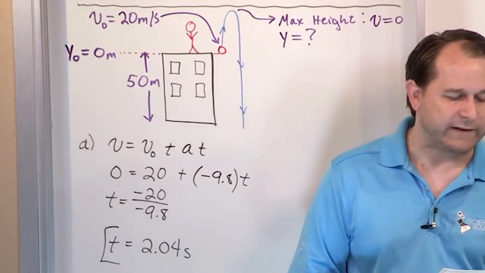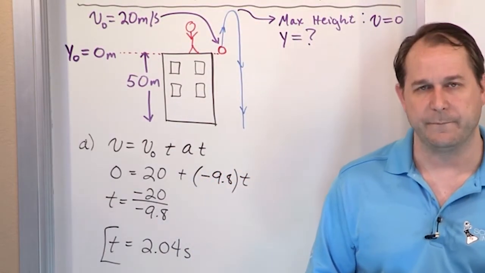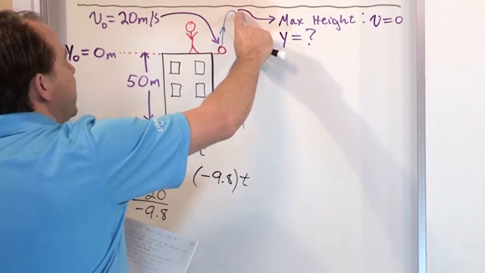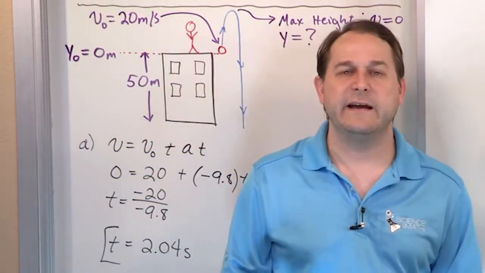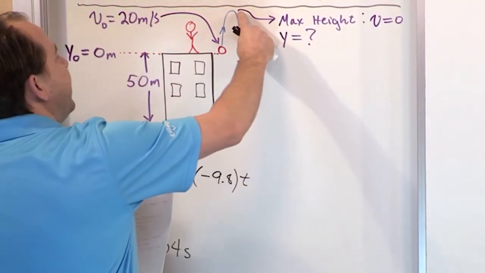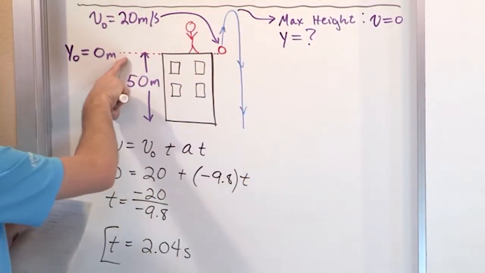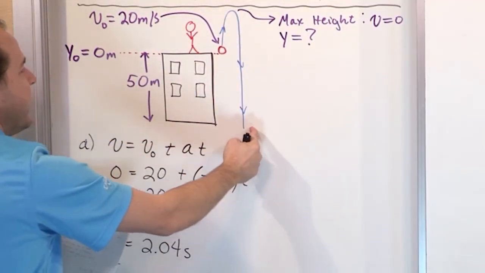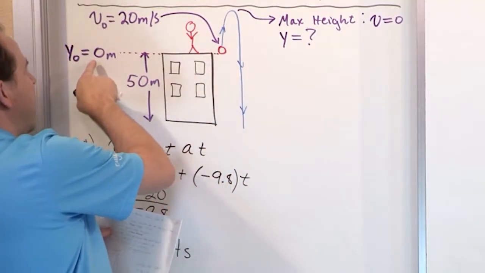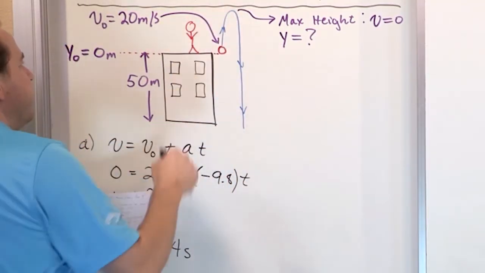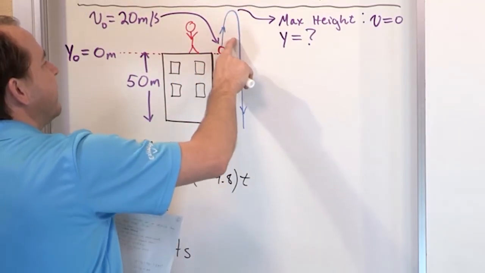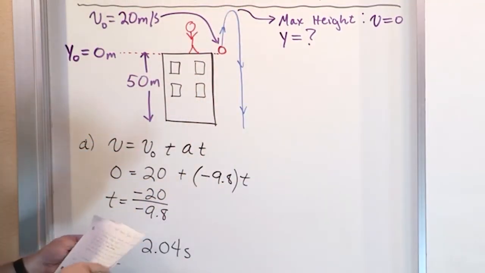Now the second part says, what is the max height above the throwing level? So what that means is you want to figure out what is this distance above the throwing level. Now you got to be careful about how the problem is worded, because if it says what is the maximum height above the ground, then you would have to find this height, and then you would have to add 50 to it because the ground is way down here. But the problem doesn't say that. It says what is the maximum height above the throwing level? The throwing level is here at y is equal to 0, and up there is where we want to figure that out. And now we know that the distance traveled to the maximum apex actually takes 2.04 seconds.